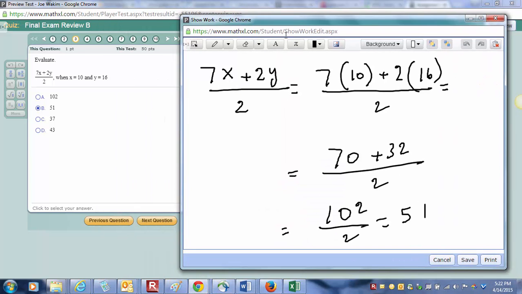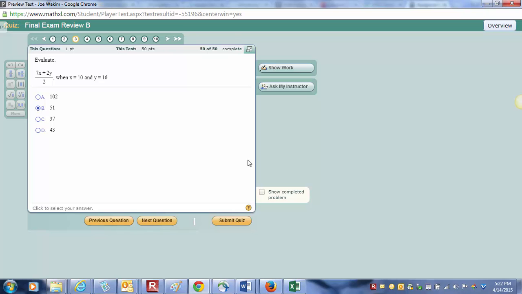Okay, on this problem, as you see, all we have to do is substitute x equals 10 and substitute y equals 16, and then you multiply 7 times 10, you get 70, 2 times 16, 32, then you add 70 plus 32, 102, and divide by 2, you get 51. And that's how I got the 51 here.